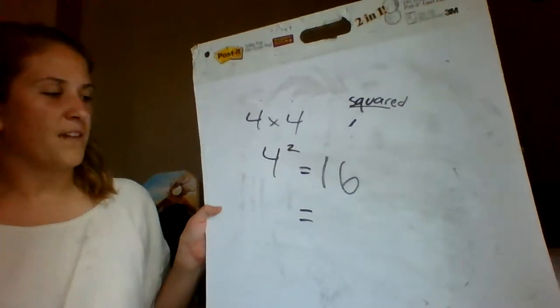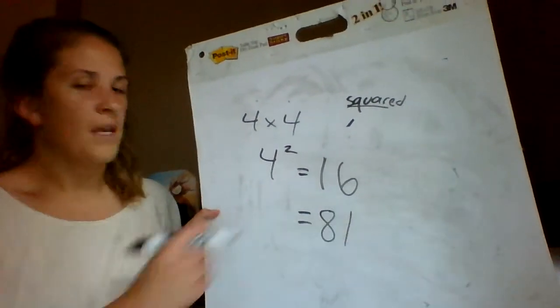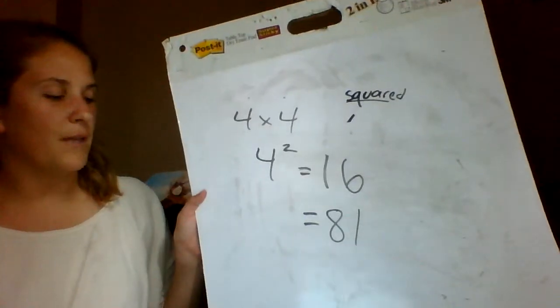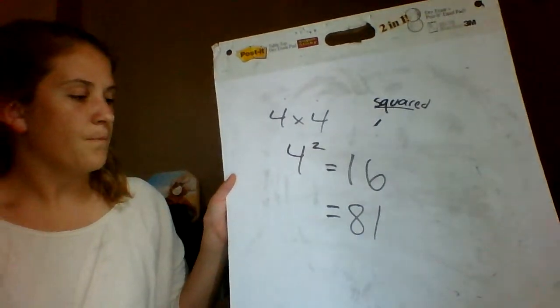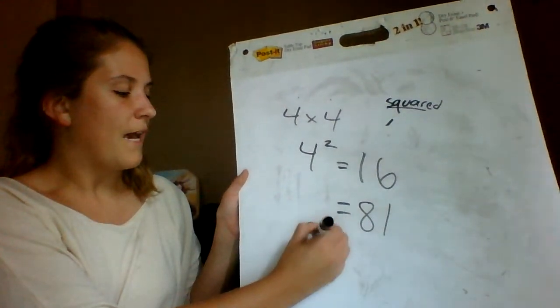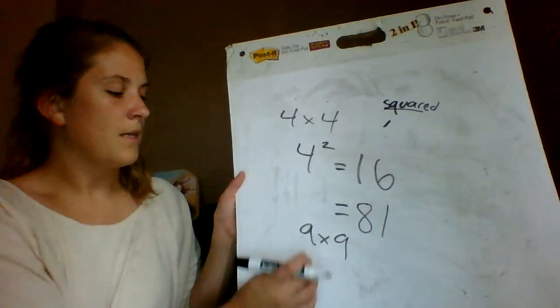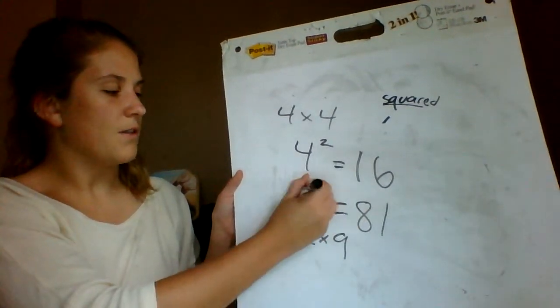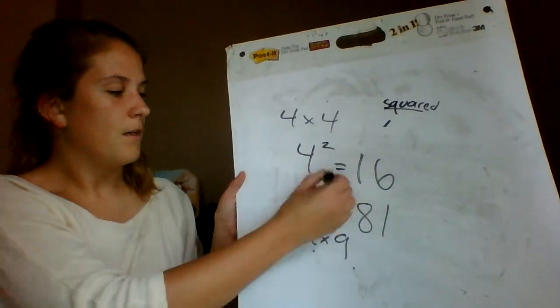Is there a perfect square that gets me 81? Meaning, are there two numbers multiplied by themselves to get 81? Well, 81 I know is 9 times 9. 9 times 9 is 81, so this is 9 to the second power.